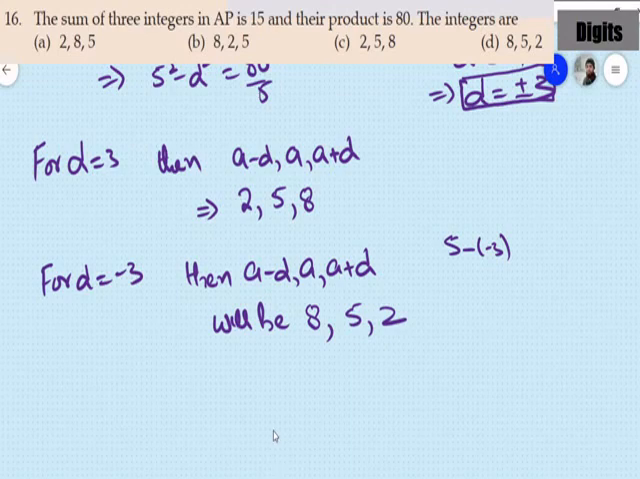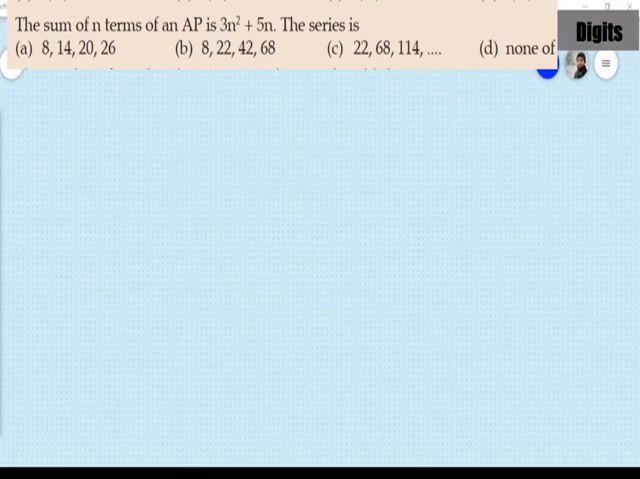Question number 17. The sum of n terms of an arithmetic progression is 3n square plus 5n. The series is... Now we have four options and we are given the sum of n terms of the series. Now we have to simply put the values of n.